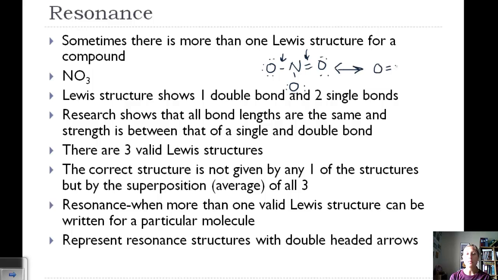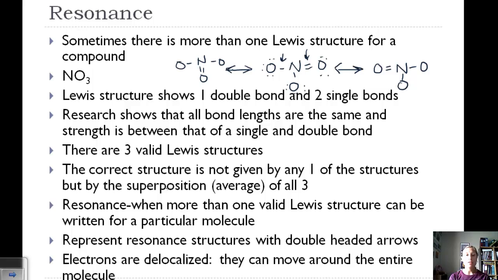We could also put the double bond on our more left oxygen atom. Now I'm going to skip drawing all the lone pairs on the non-central atom just for the sake of time. And then we've also got a third Lewis structure where we can put the double bond on that bottom oxygen. And so all three of these Lewis structures are correct.